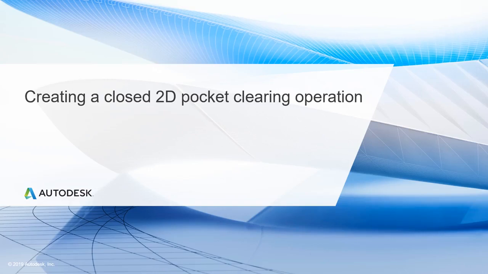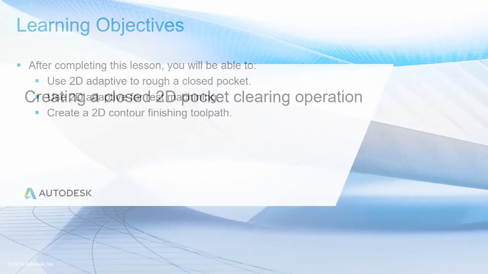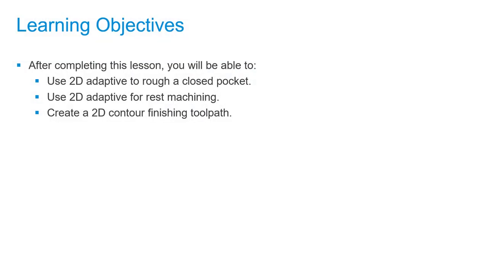In this lesson, we'll be creating a closed 2D pocket clearing operation. After completing this lesson, you'll be able to use 2D Adaptive to rough a closed pocket, use 2D Adaptive for rest machining, and create a 2D contour finishing toolpath.